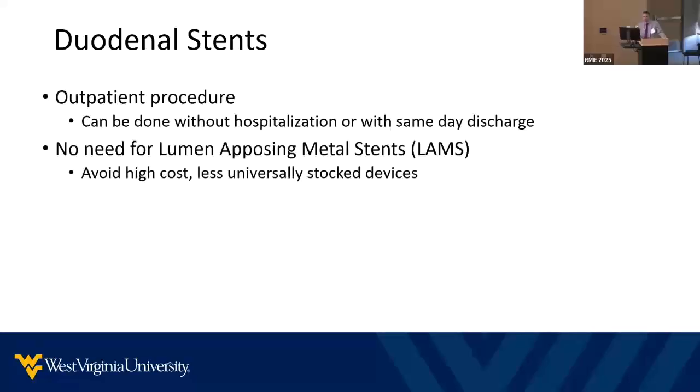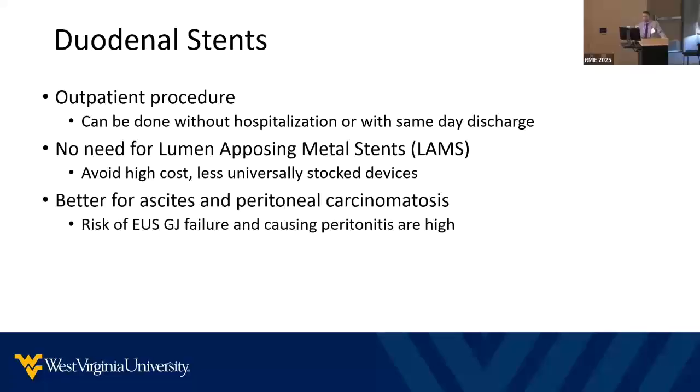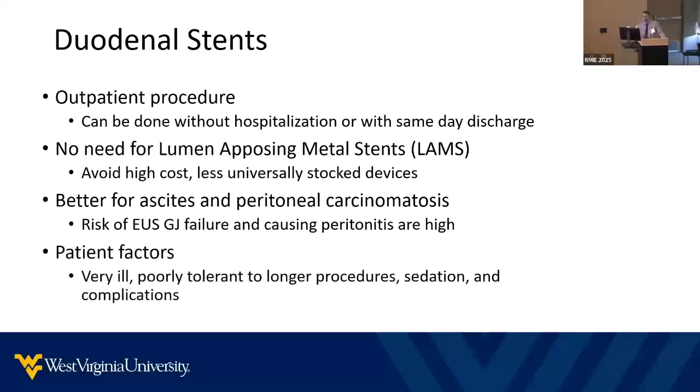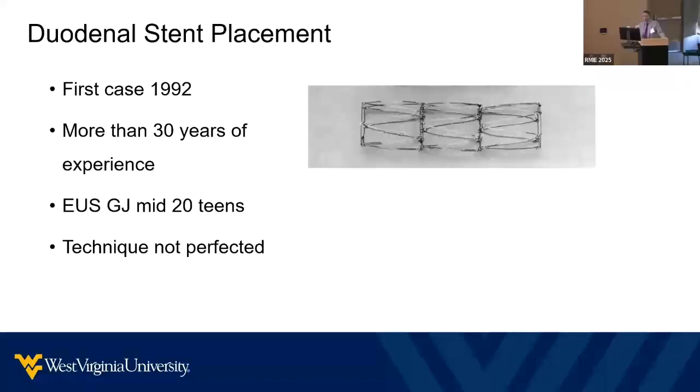It has no need for lumen-opposing metal stents that aren't universally stocked, and it's better for patients with ascites or peritoneal carcinomatosis. And then there are patient factors: very ill patients might be poorly tolerant of long procedures, anesthesia, and complications. And so certainly I think duodenal stents offer a tremendous number of advantages.